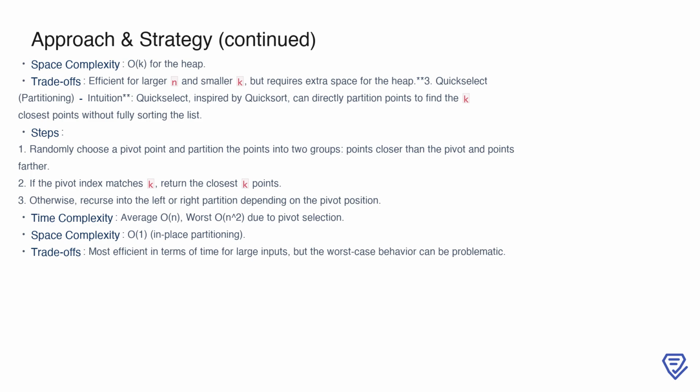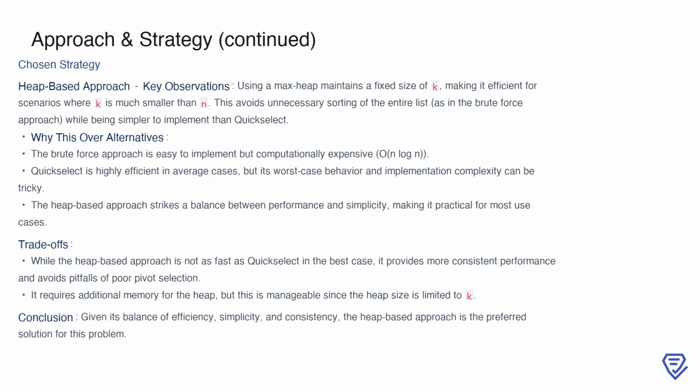While it's the most efficient in terms of average time complexity, the potential for poor pivot selection and the added complexity of implementation are significant trade-offs that require careful consideration. Given these options, the heap-based approach stands out as the most balanced strategy for this problem.